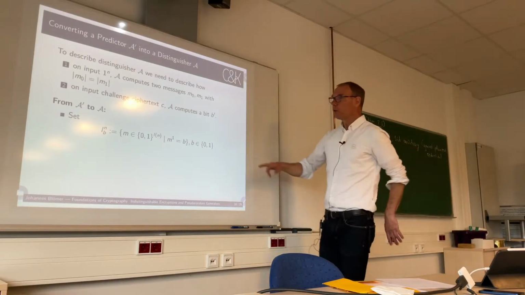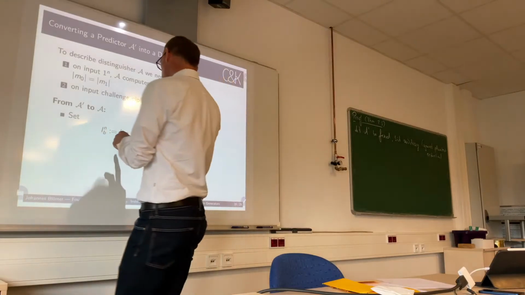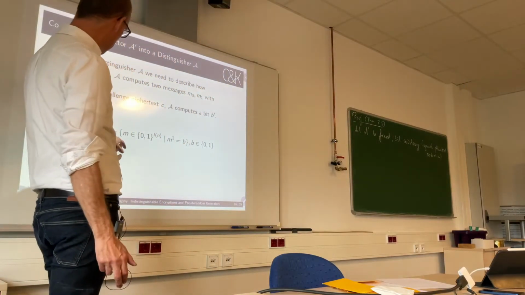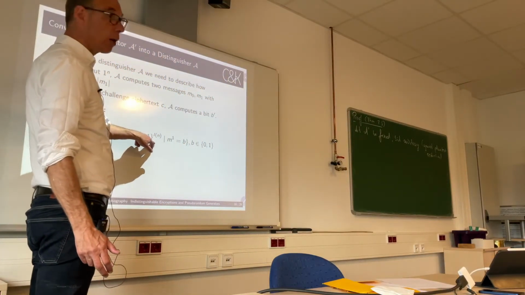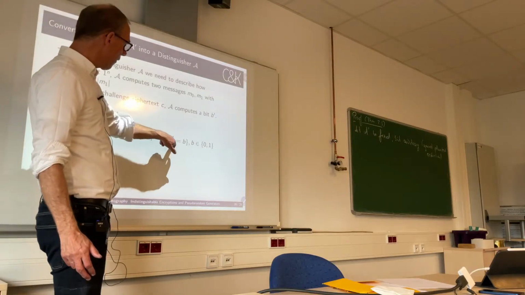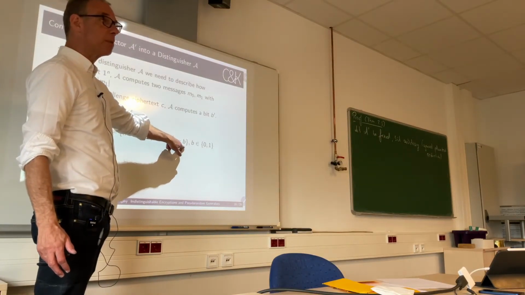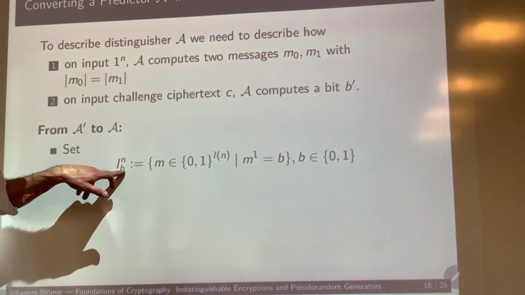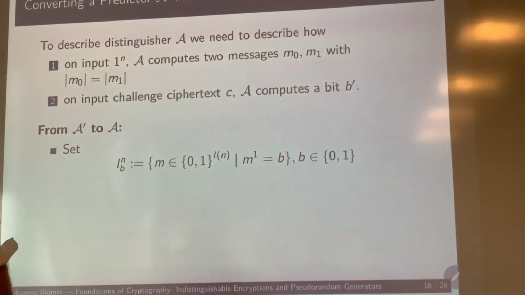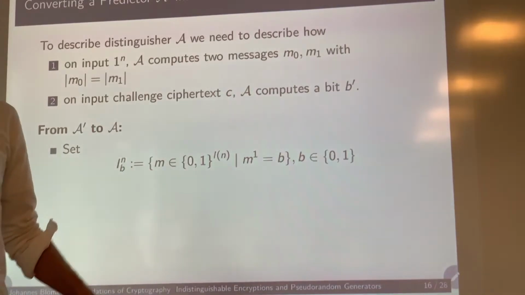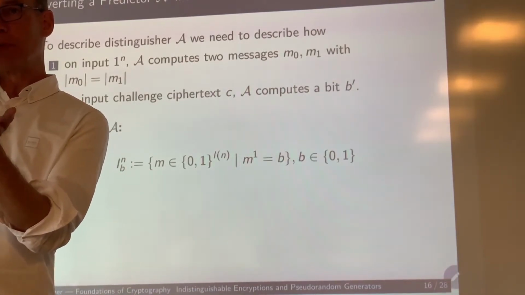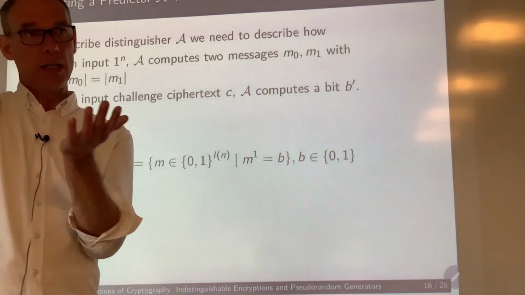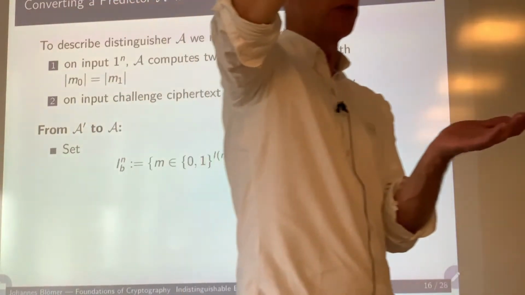So to construct this A from A prime, we set I_n^b to be the set of all elements in our message space that have the first bit as b. So this is the length and this is the bit. So I_n^0 is the set of messages that have the first bit 0. I_n^1 is the set of messages that have the first bit 1.